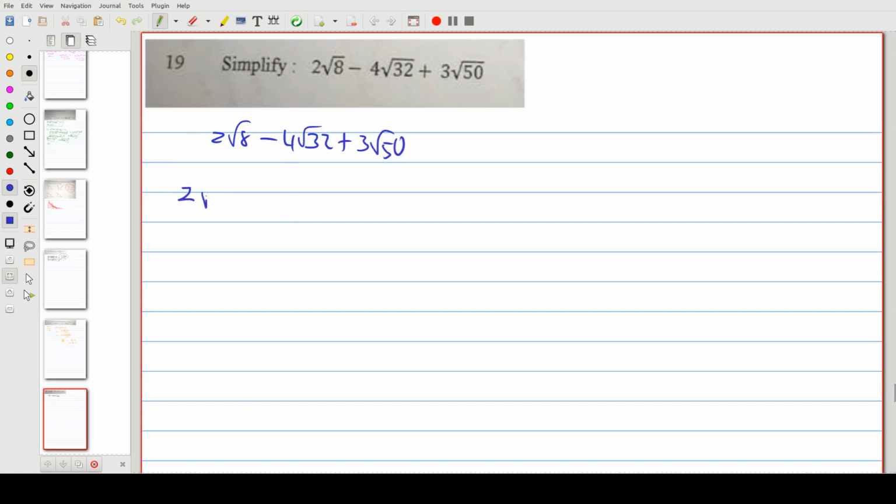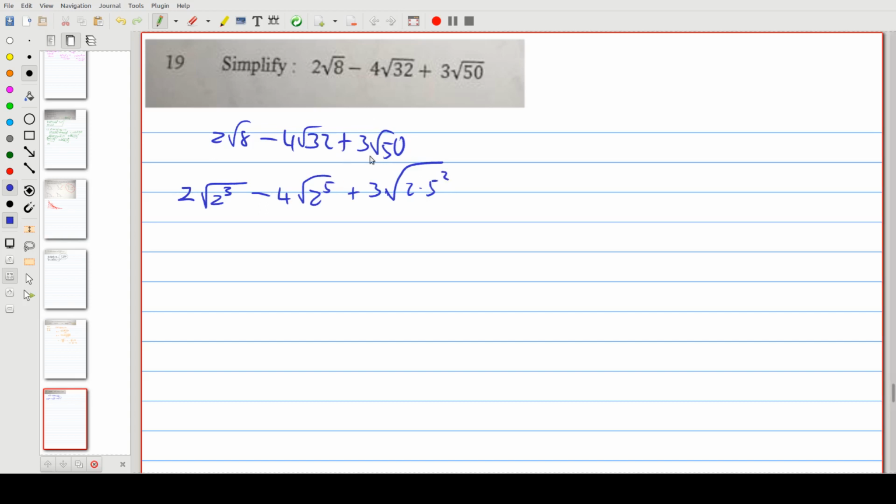So 2, and then inside the root, 8 is the same as 2 cubed, minus 4, and 32 is the same as 2 to the power 5, plus 3, and then 50, let's see, 50 is the same as 2 times 5 squared.